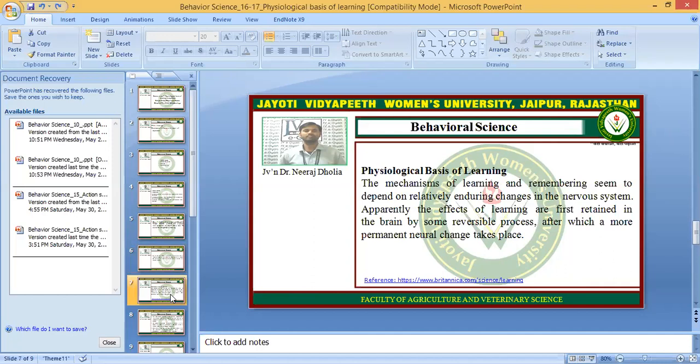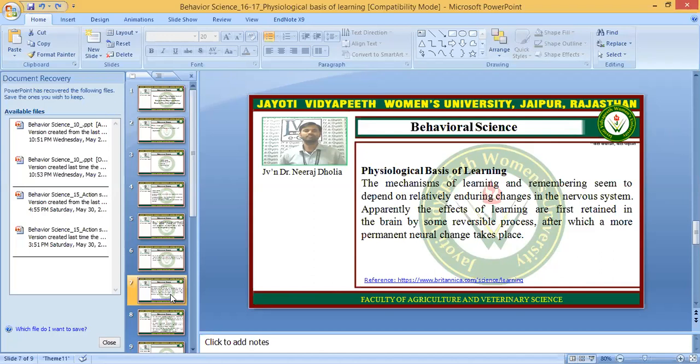So we have understood what learning is and what the various types of learning are. What is the physiological basis of learning? The mechanism of learning and remembering seems to depend on relatively enduring changes in the nervous system. So learning is the alteration in the nervous system. Your nervous system is altered or changed, so you learn something.